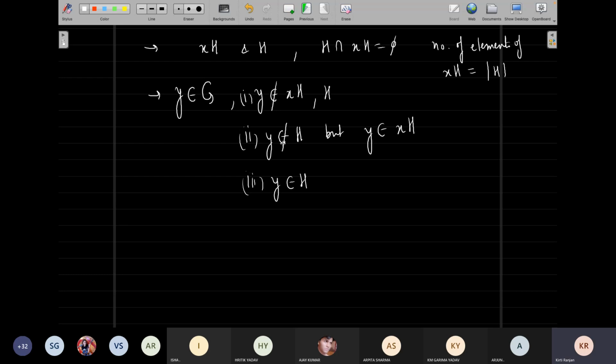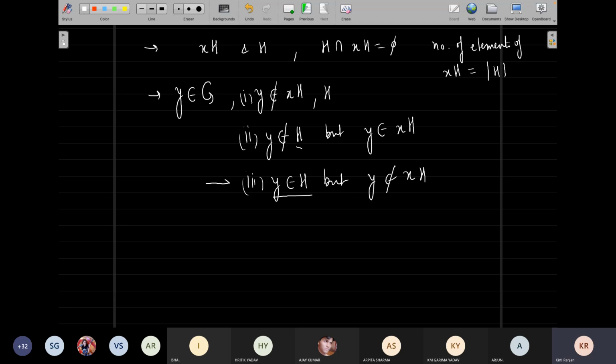So tell me first, in this case, Y belongs to H, which I am writing as the third one. Can Y also belong to XH? No, sir. Why not? The intersection is phi. So H intersection XH is phi. So the only possibility for this one is? Yes, so you have only these possibilities and there is no other possibility, right?